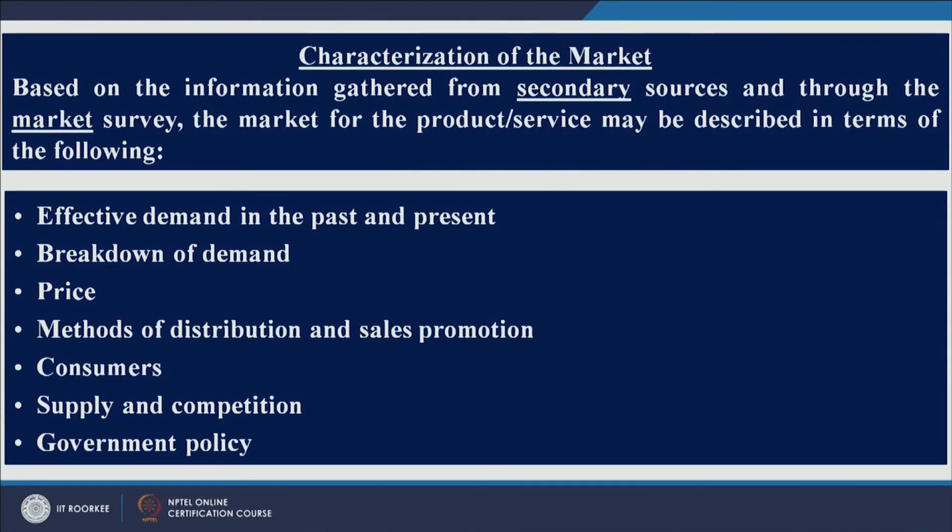What would be the methods of distribution, what would be your supply chain, how you would promote your product. So you need to look at all marketing issues here, and you need to closely look at the government policies which would be affecting your business. This is known as characterization of the market. With this, let me summarize what we have done in this session.